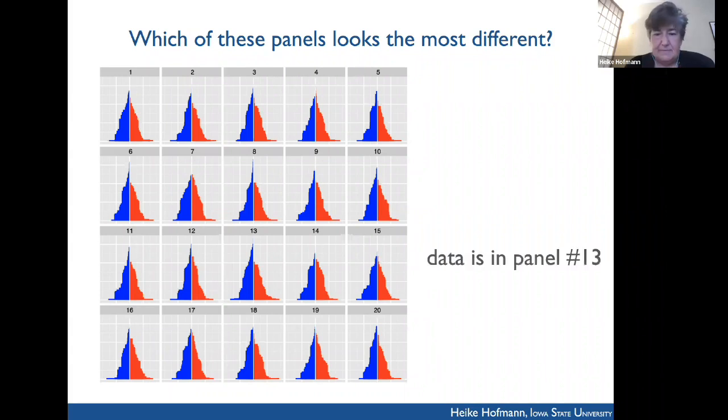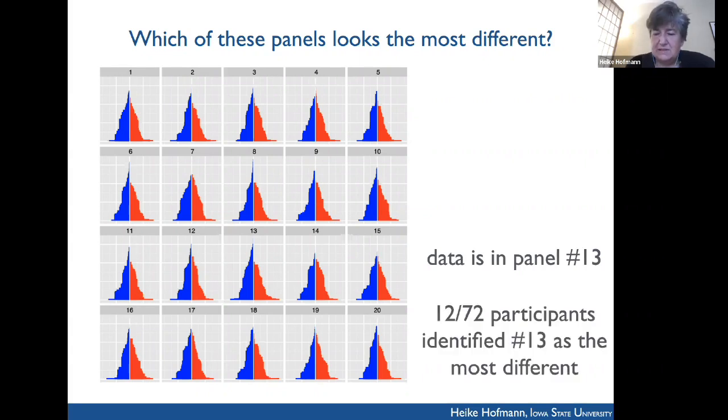And the data is actually in spot number 13. And when we showed this to 72 people, 12 participants identified number 13 as the most different. And now it becomes actually a good question to ask, is this a significant finding or not?